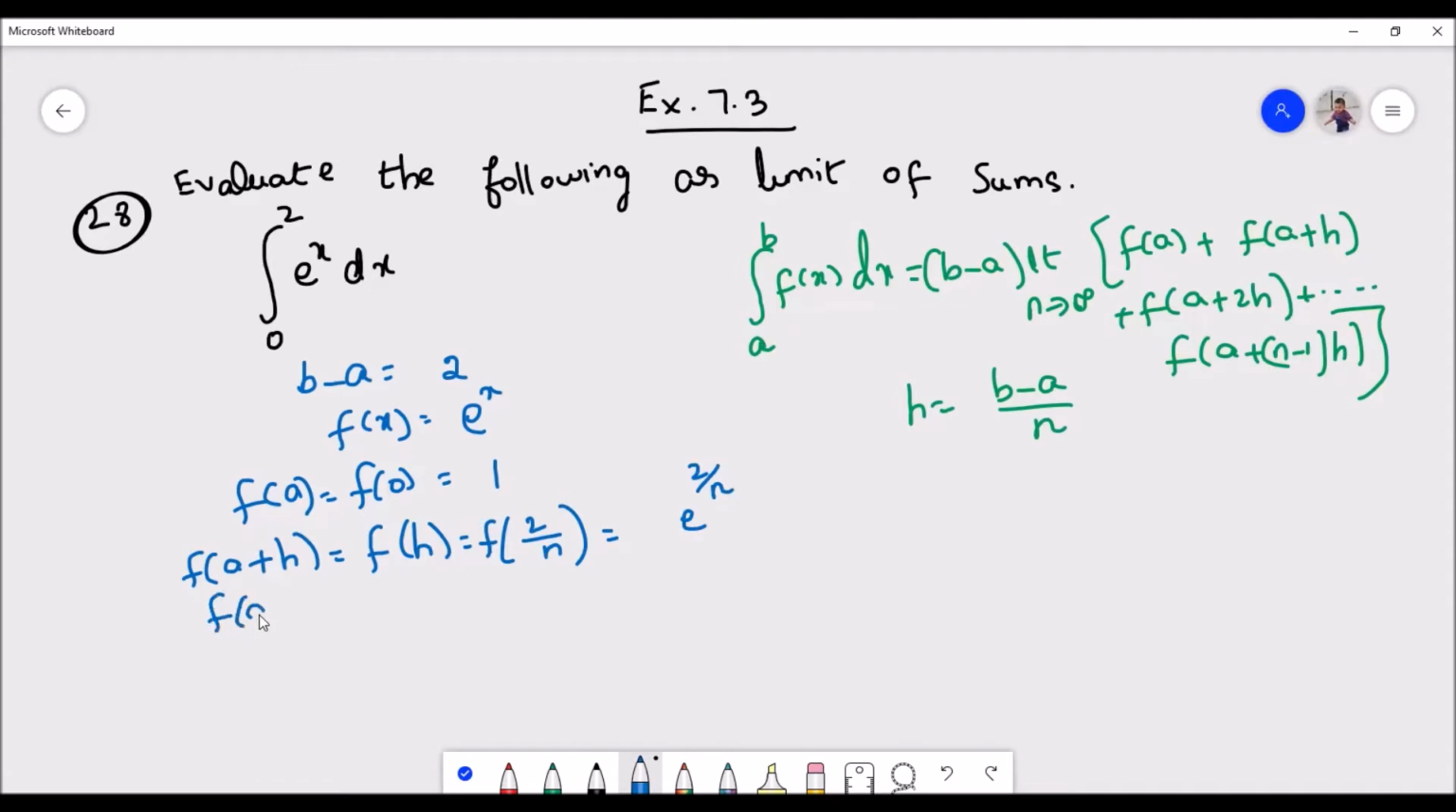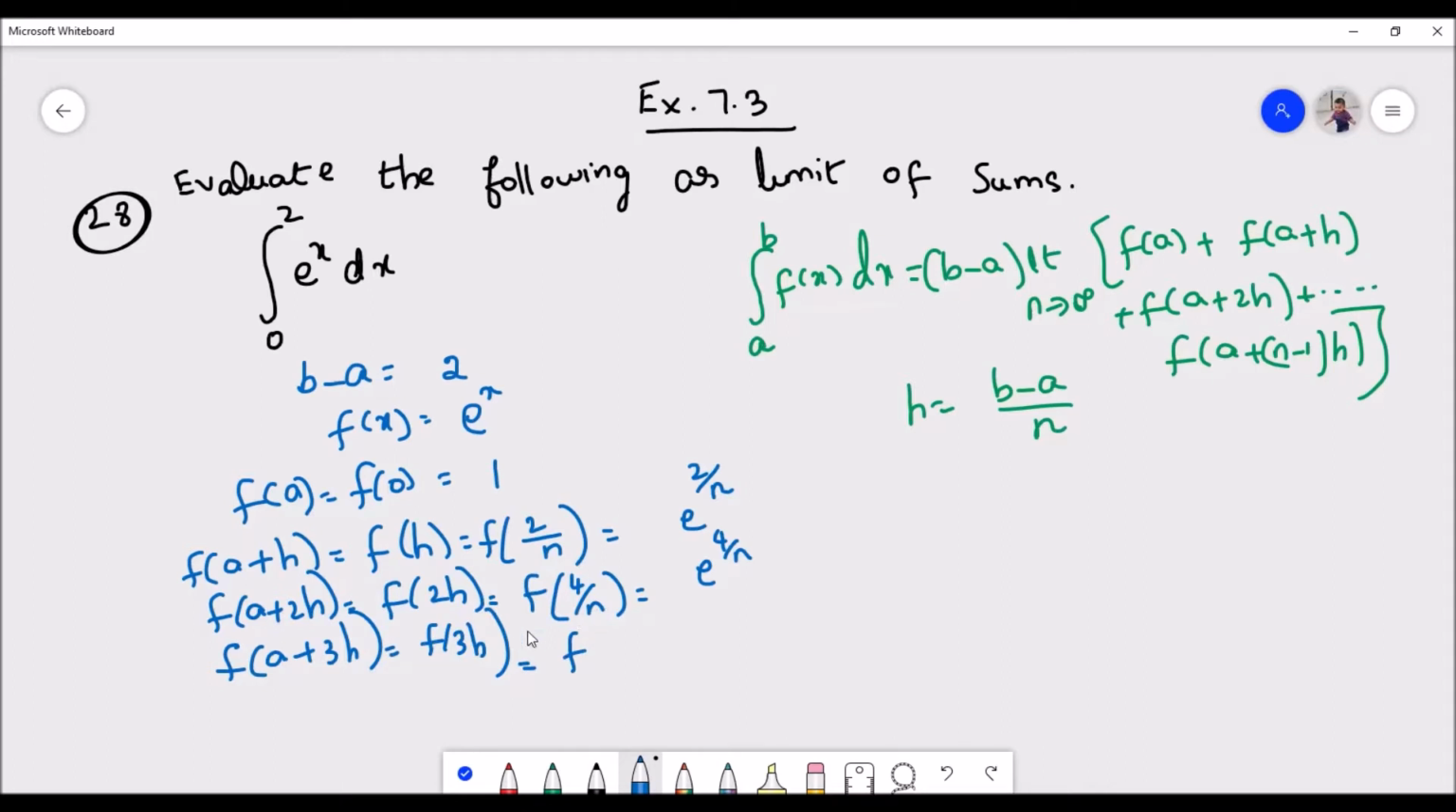Now f of a plus 2h is nothing but f of 0 plus 2h, which is f of 2h. h is again 2 by n, so 2 times 2 by n is 4 by n. So e to the power of 4 by n. Again, f of a plus 3h is equal to f of 3h, where h is b minus a by n. So 3 into 2 by n is 6 divided by n, and the function is e to the power of 6 by n.